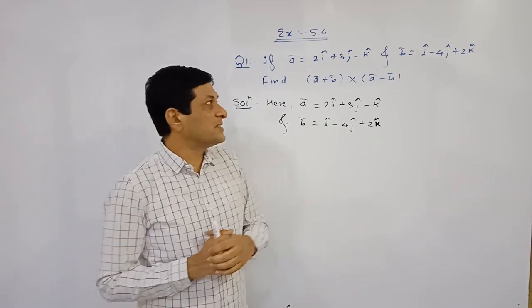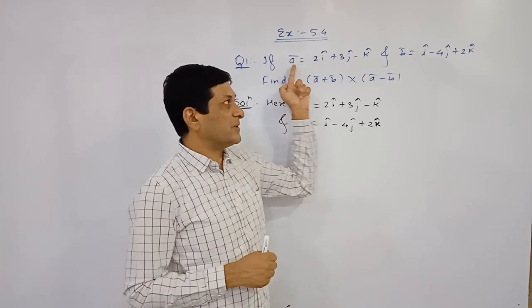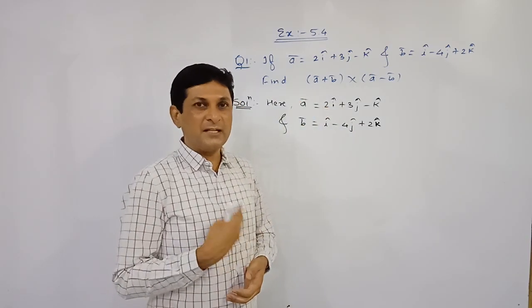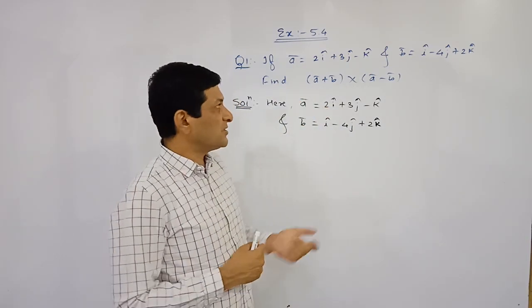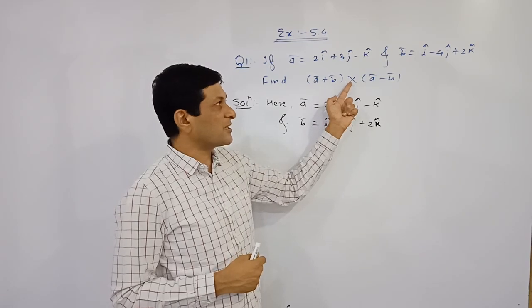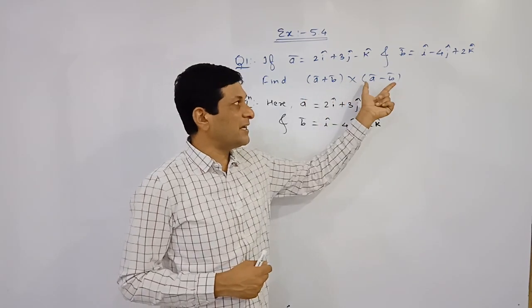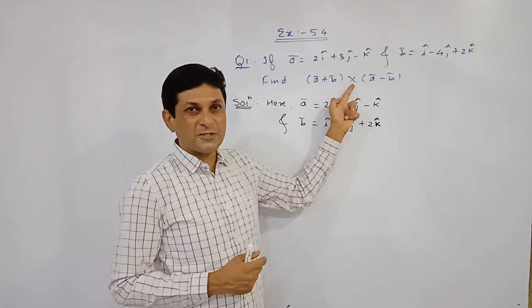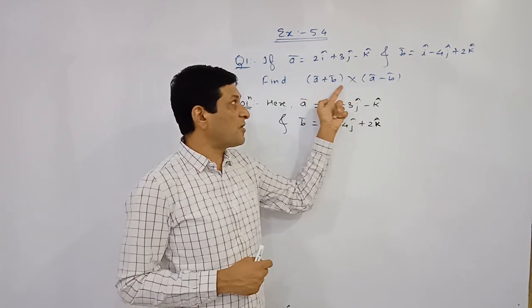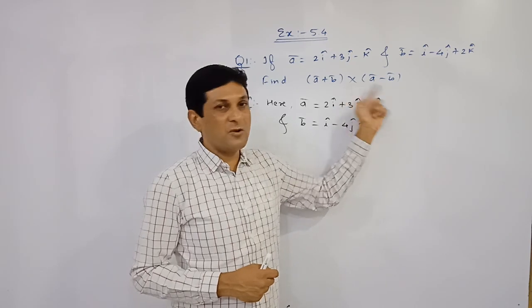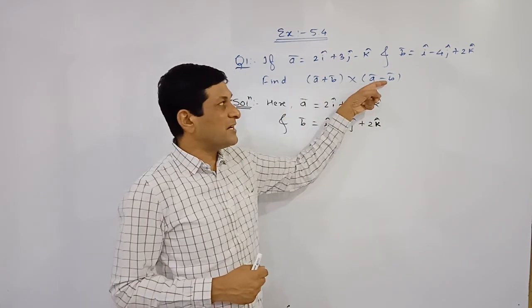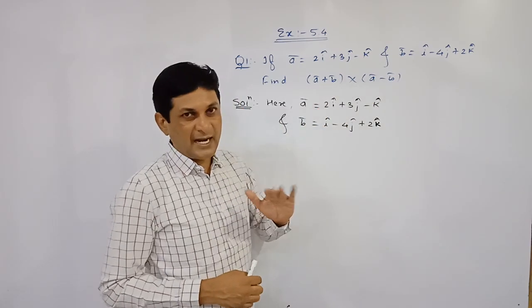See, in the first example, two vectors are given to us. A bar and B bar are two vectors which are in terms of i j k, means are in Cartesian form. And the question is to find the cross product of what? A bar plus B bar and A bar minus B bar. To find our required cross product, first we will require the value of A bar plus B bar and the value of A bar minus B bar. So first let us find the sum and difference of these two vectors, and later on we will take their cross product.